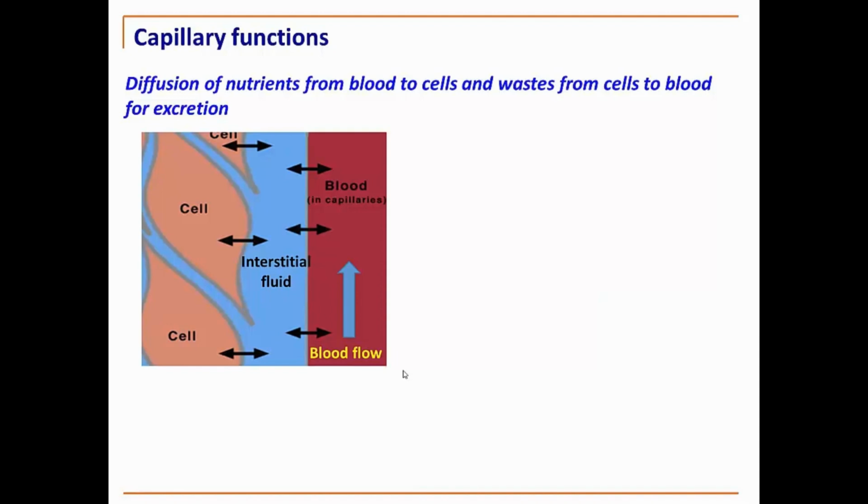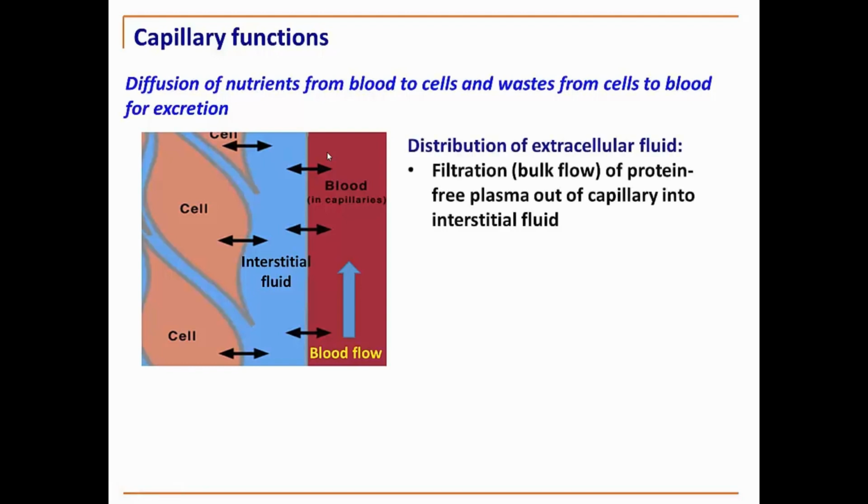So, capillary functions. Remember what the capillaries are there for. They allow the diffusion of nutrients from the blood to the cells and the waste from the cells to the blood for excretion. So here we've got our blood flow. Remember what happens? Bulk flow comes through, and blood pressure forces fluid into the interstitial fluid without the proteins. Proteins stay in the blood. The fluid is now in the interstitial fluid and can exchange nutrients with the cells. At the venous end of the capillary, fluid moves back into the blood to maintain blood volume. We won't talk about the mechanisms for that for now.